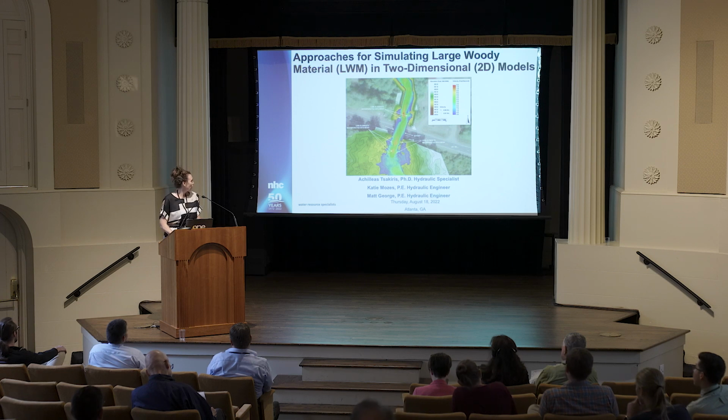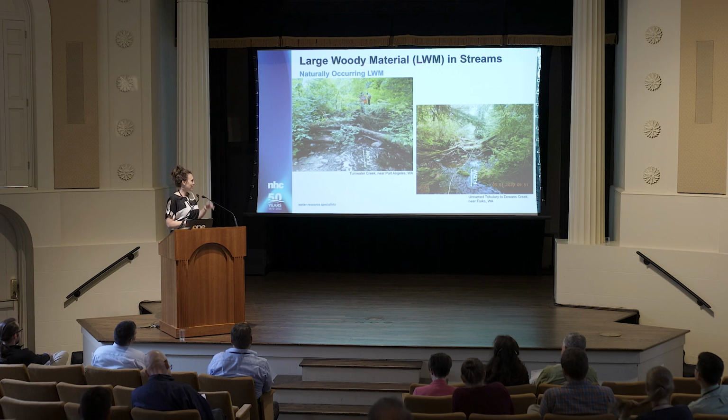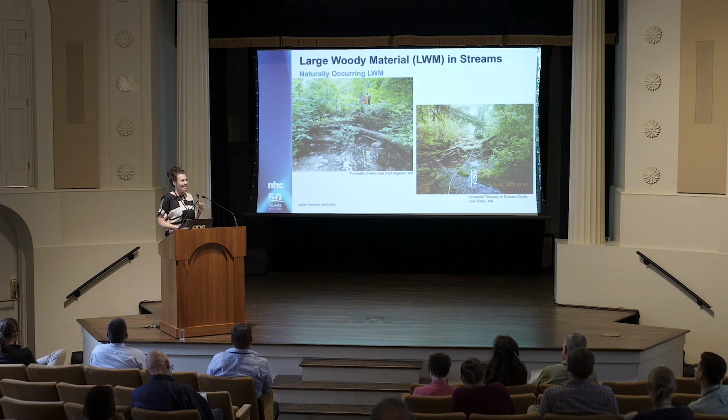So, let's see if I can get to the slide. So this is just an example of some natural wood we see on sites all the time in Washington. This is really common for us. And as engineers, we like equations, we like things that are black and white, we like a problem we can solve, and honestly, stream restoration and wood does not fit that very well.